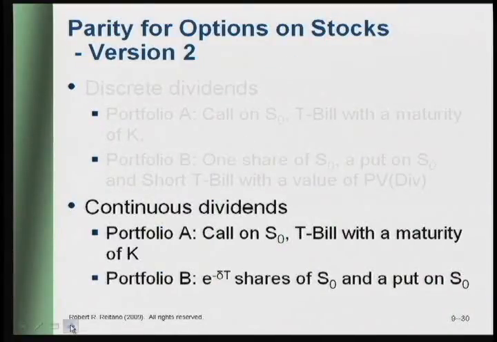If we have continuous dividends, portfolio A is again a call on S and a T-bill, maturity K. That doesn't change. It's the stock side, portfolio B, that changes. If we have continuous dividends, the adjustment is we no longer need one share of S. We only need e to the minus delta T shares of S. And the reason is that that number of shares will grow to one share as continuous dividends are paid and we reinvest those dividends in new shares of stock. And the present value number of shares will grow to one share, and we still have a put on S.